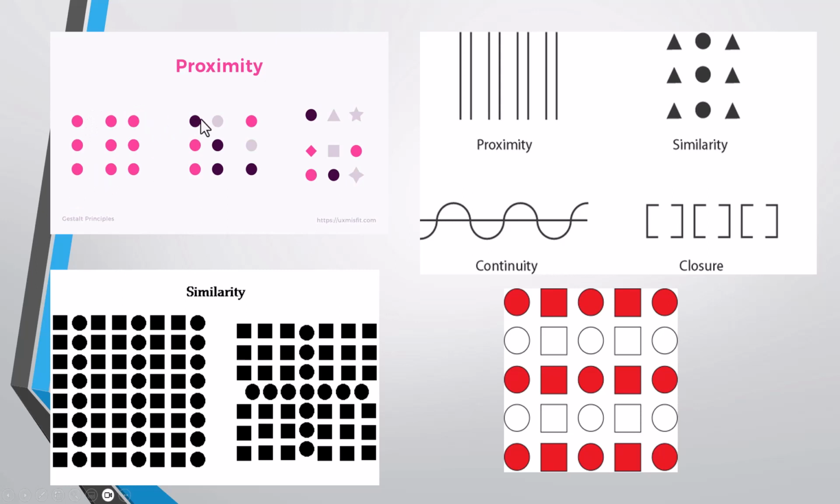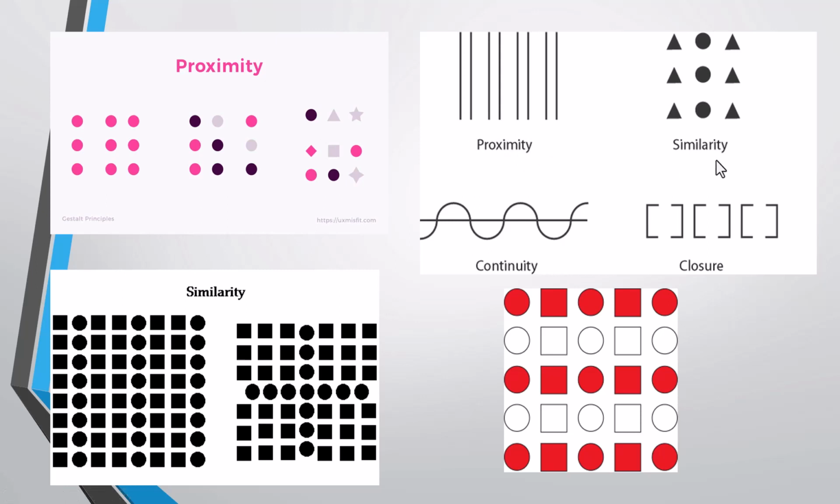How about in this one? They're close to each other, the colors are different, but we group these together because of the closeness rather than the similarity between the colors. How about this one? It's getting more complex because not only do we have different colors, we also have different shapes. But we group because of proximity. We can group because of similarity.